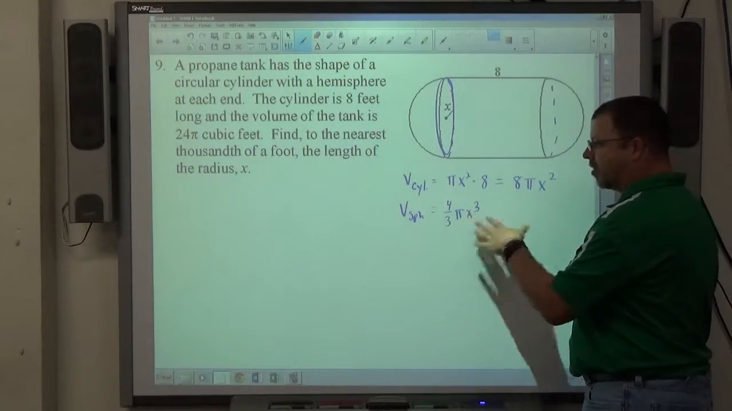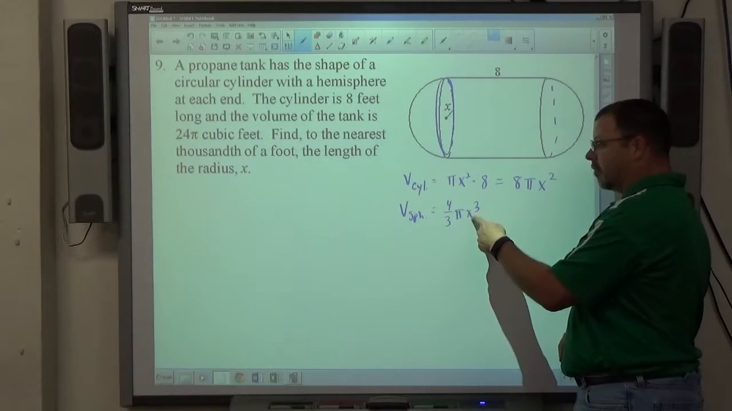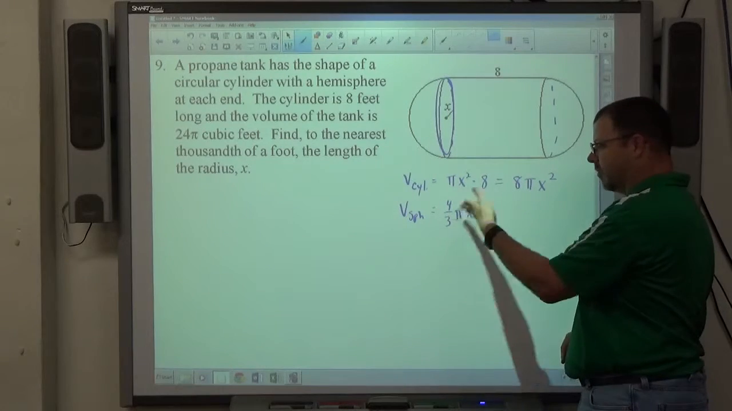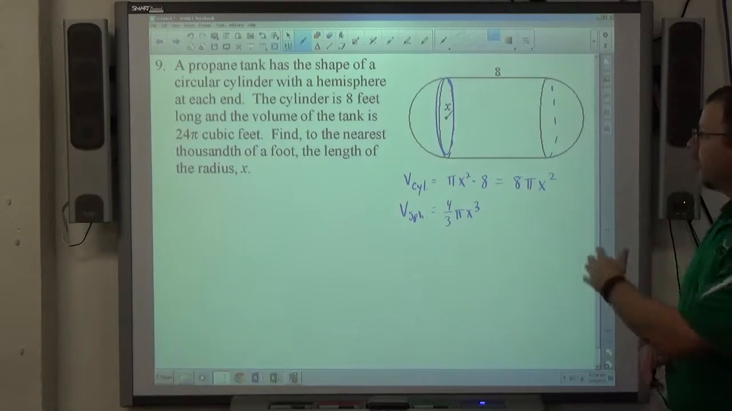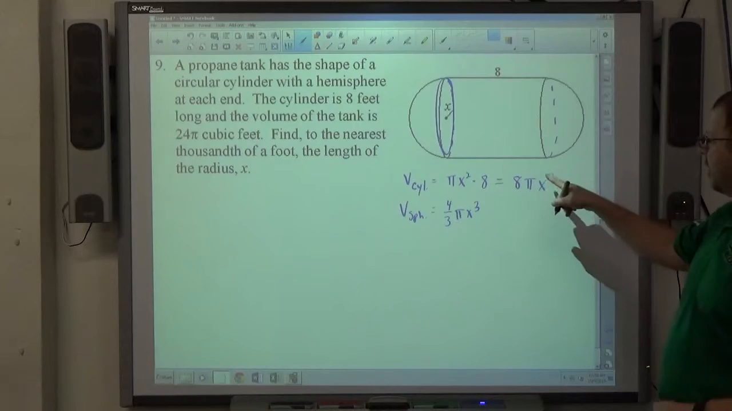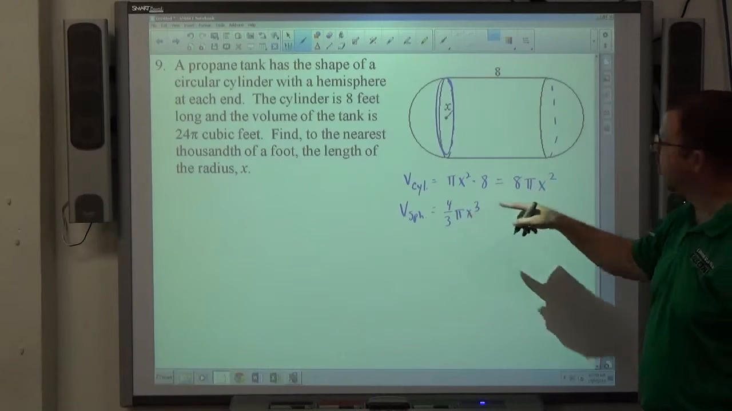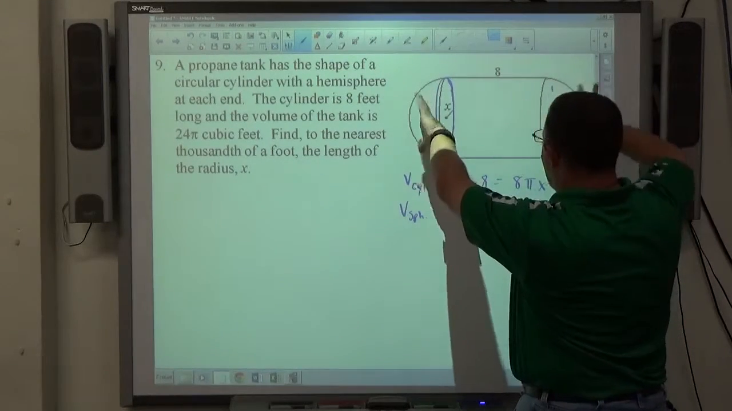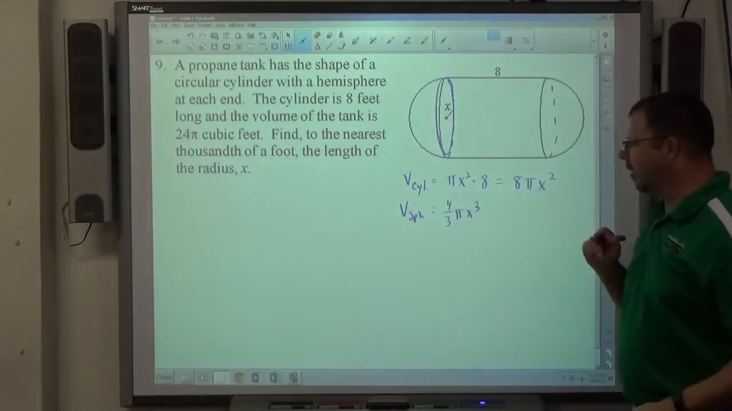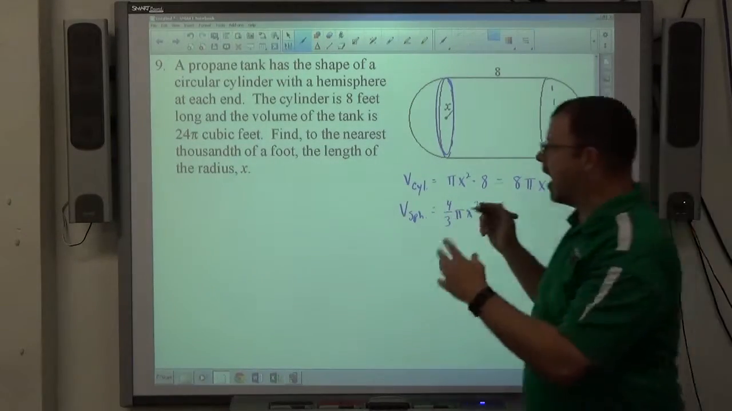Okay, that's just the formula for the volume of the sphere: 4/3 pi times the radius cubed. The radius in this case is x, so 4/3 pi x cubed. So the volume of the whole tank is simply the cylinder added to the sphere. Cylinder plus half a sphere makes a whole sphere. Altogether, that's the volume of this tank.